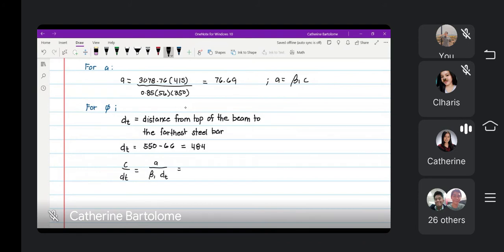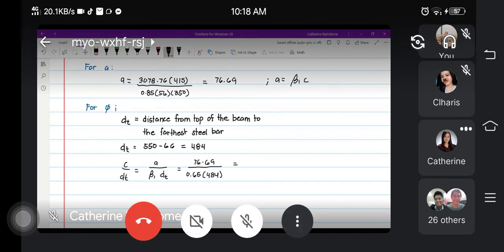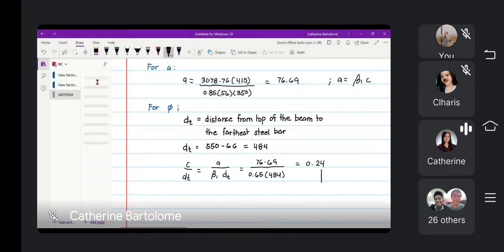Our a is 76.69. Beta 1 is 0.85 times 484. So, what's the value of c over dt? 0.24 po. 0.24. So, ano na yung limit natin dito?